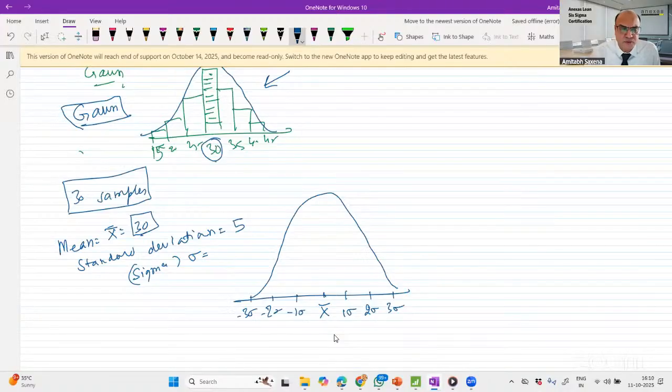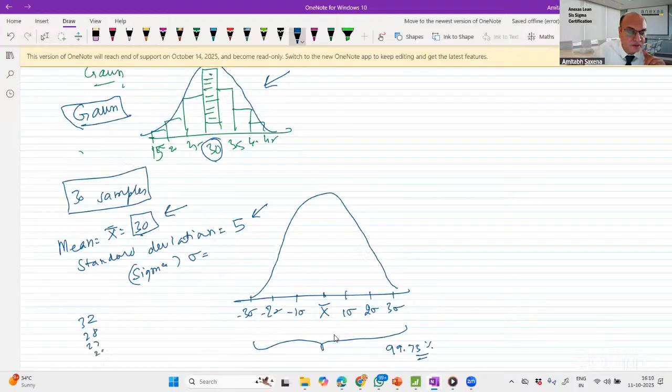Whatever you have within this plus and minus 3 times standard deviation, you will get 99.73% of your total population. Let me give an example. Suppose you are taking 30 minutes to travel to your office every day. I collected the data: one day you took 32 minutes, 28 minutes, 27 minutes, 29 minutes, and so on. I found that the average is 30 minutes and the standard deviation is 5 minutes. So I can predict about all your travels by using this normal curve.